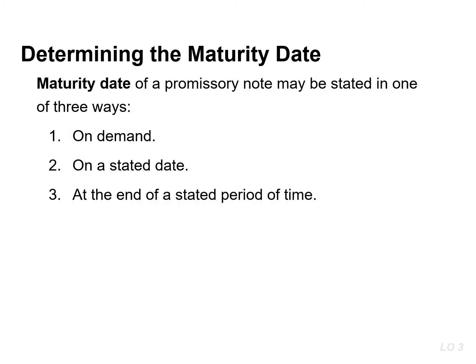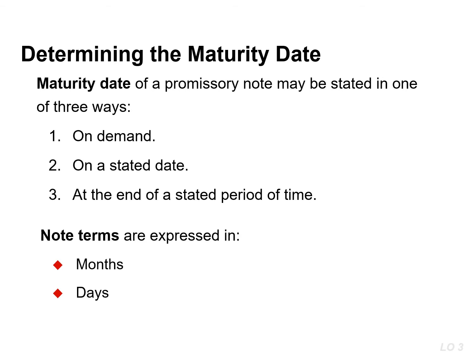Maturity date is the date when final payment of the note is due. It is also called the due date. The maturity date of a promissory note may be stated in one of three ways: on demand, on a stated date, or at the end of a stated period of time. Note terms are expressed in either months or days.